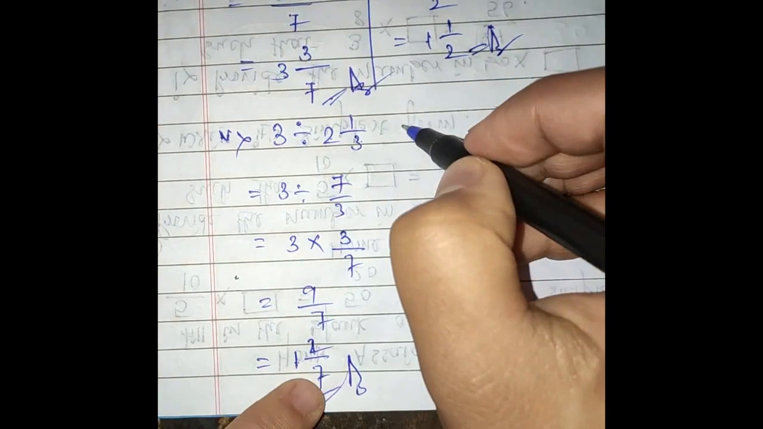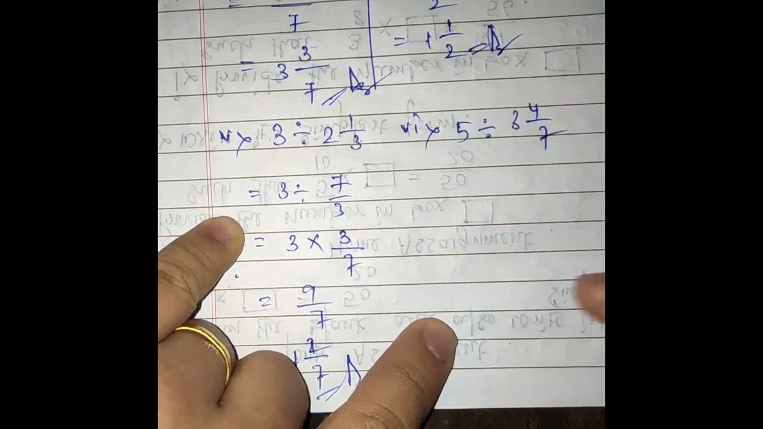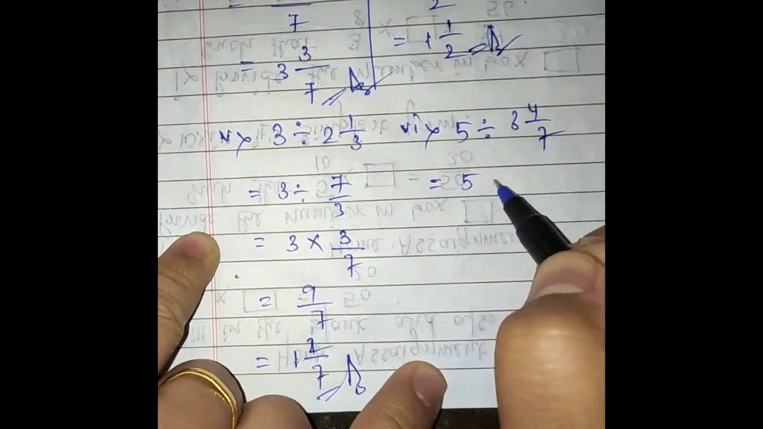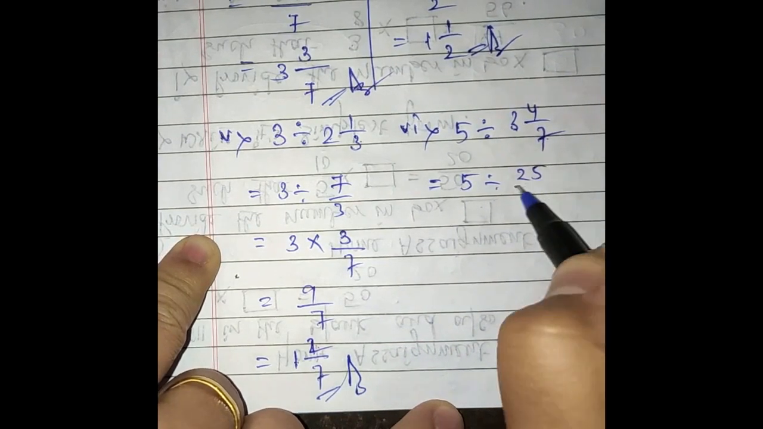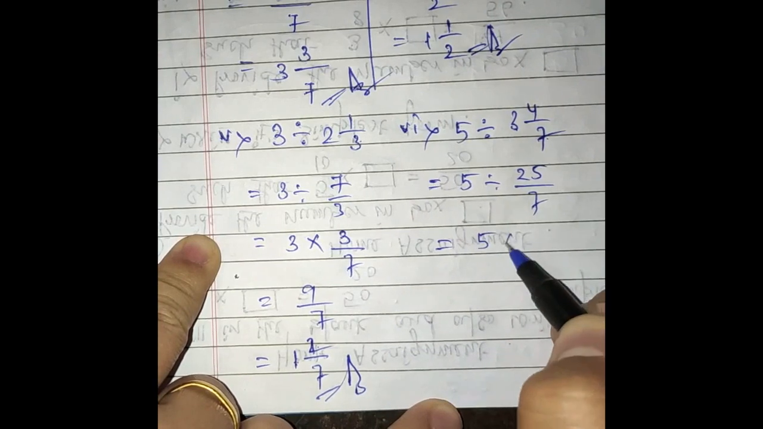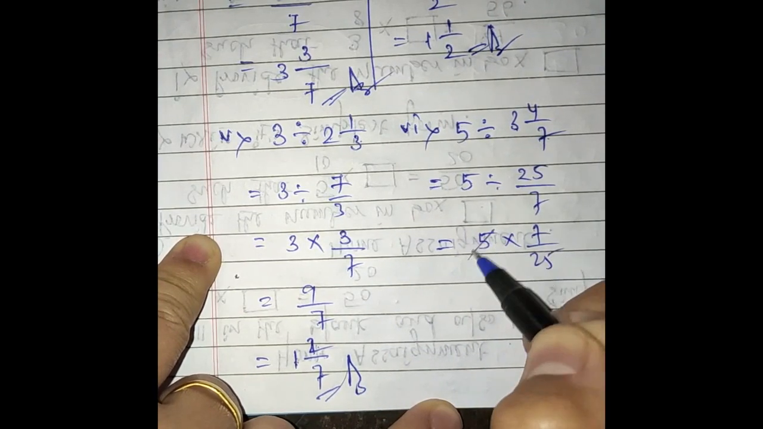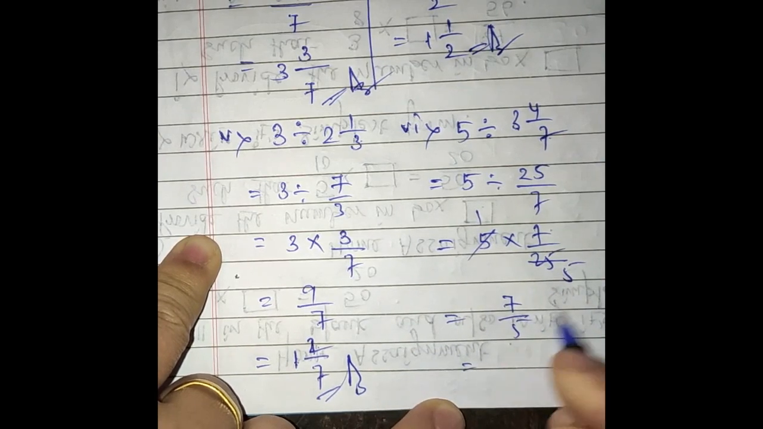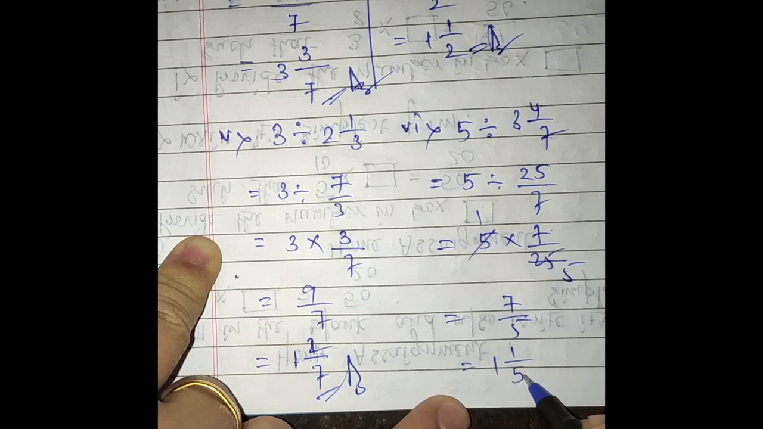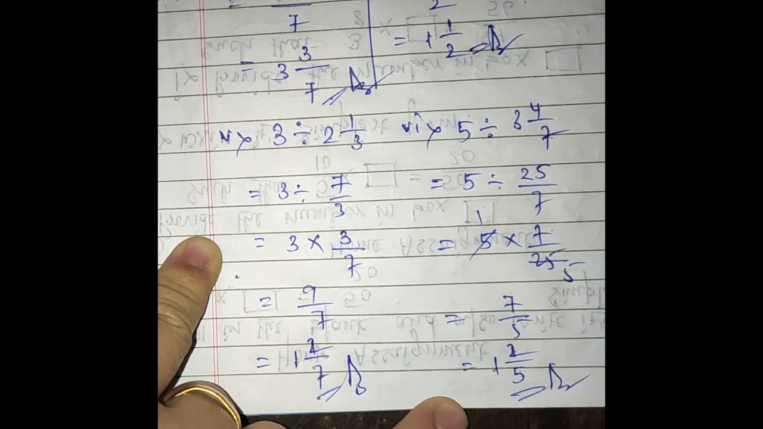Okay. So proceeding to the next question. Similarly, what we are going to do here is 5 divided by 3 whole 4 by 7. 7 3s are 21, 21 plus 4, 25 by 7. So 5 into 7 by 25. 5 1s are 5, 5 5s are 25. It is 1 by 5 into 7, that is 7 by 5. Or we can write 1 whole 2 by 5. 5 1s are 5, 5 plus 2 is 7. It is 1 whole 2 by 5.